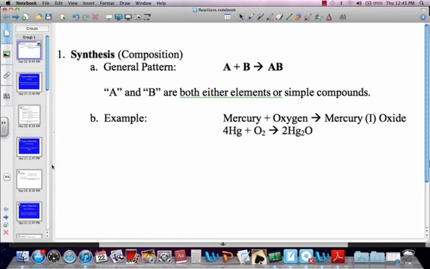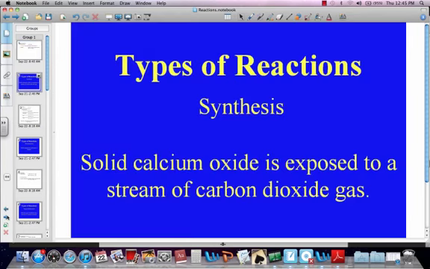So what I would like you to do next is take your homework assignment, find the slide that says synthesis, and it should say solid calcium oxide is exposed to a stream of carbon dioxide gas. On the right hand side you should have some lines there. I want you to write out the reaction and balance it. You're going to have to predict what the product is. If you need to pause this video, please do so now.